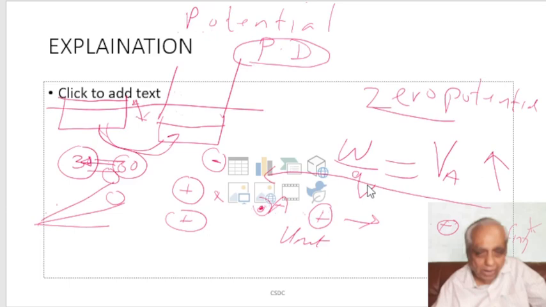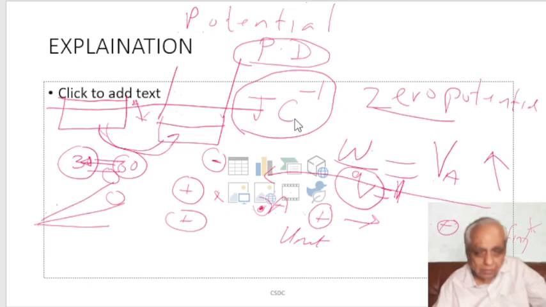Instead of saying joule per coulomb, such a long thing, this unit is called volt. What is 1 volt? 1 joule per coulomb. What is 1 volt? It is the amount of work done in bringing a unit positive charge from infinity to that point. Whatever the work done is, that is the volt.